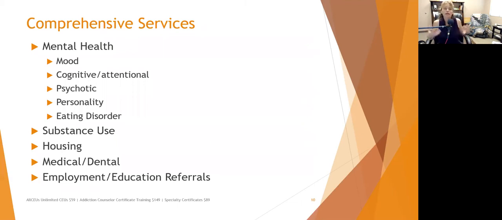They may not be living at the Ritz, but if they are in a place where they are safe and comfortable and can get good rest and are able to feel empowered and self-sufficient, it's going to go a long way towards their recovery.